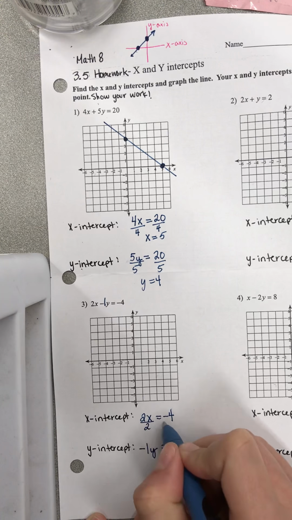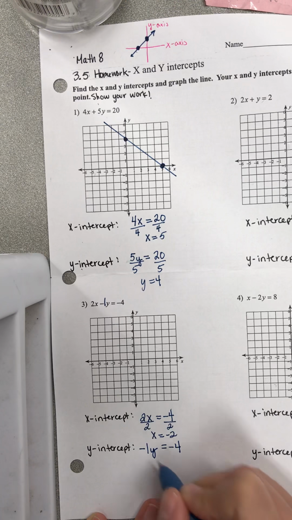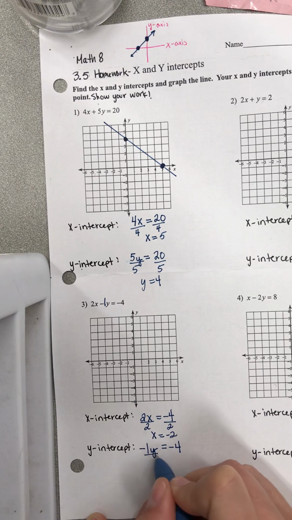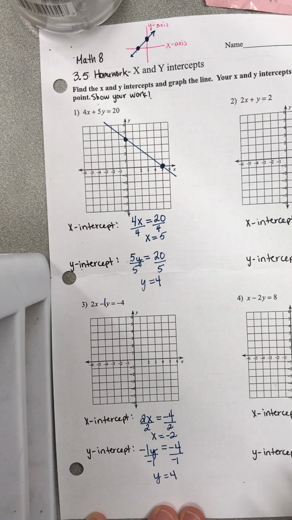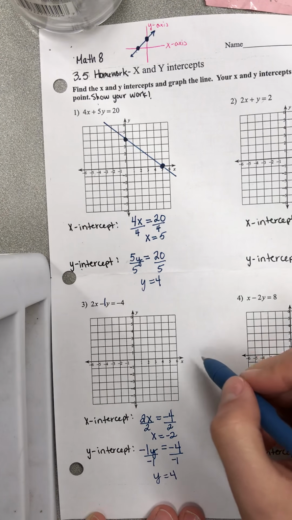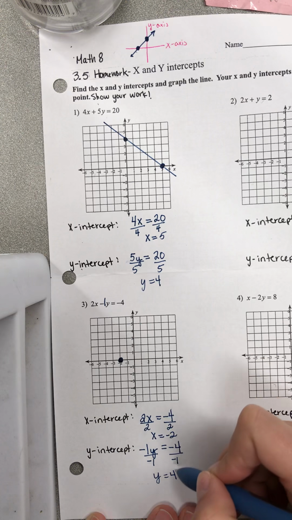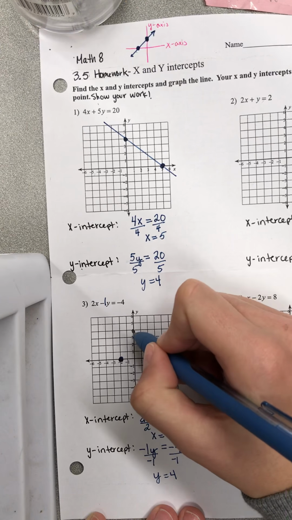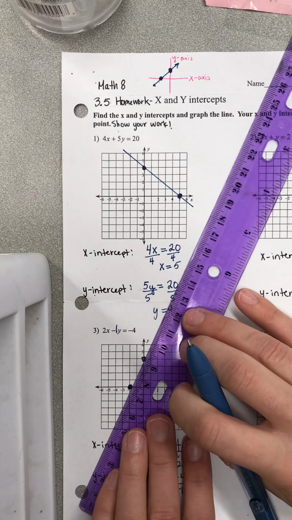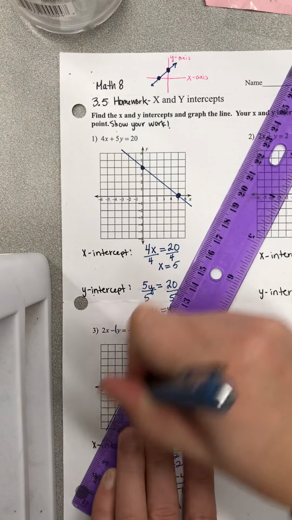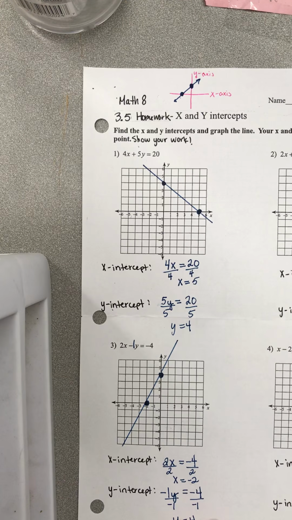The x-intercept, we divide both sides by 2, and we get that x equals negative 2. The bottom equation for the y-intercept, we're going to divide both sides by negative 1 and get y equals 4. Go ahead to your x-axis and plot negative 2, and your y-axis and plot positive 4, and go ahead and connect those dots. Okay, once again, make sure you extend your line through the grid.